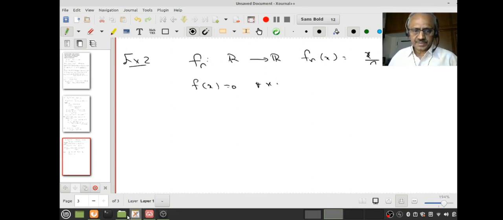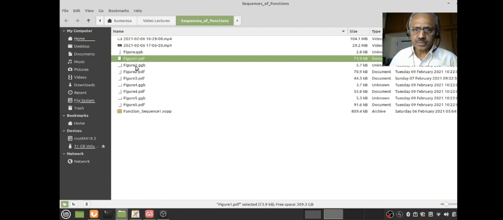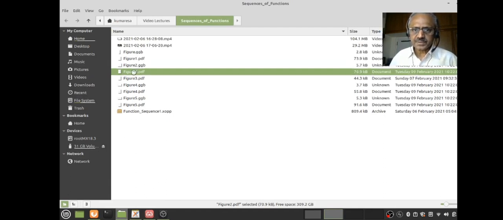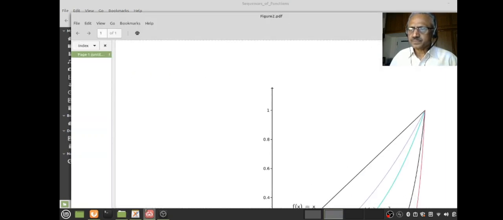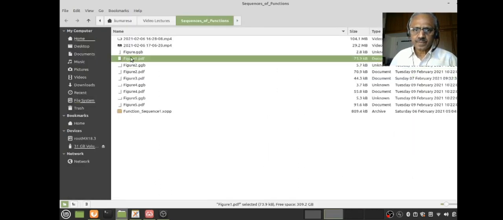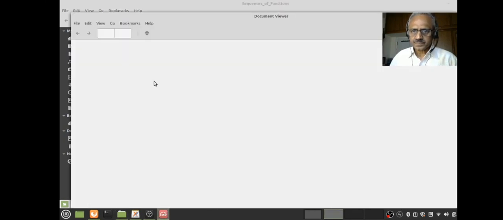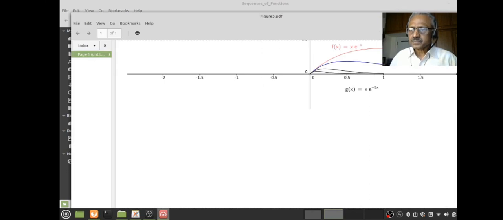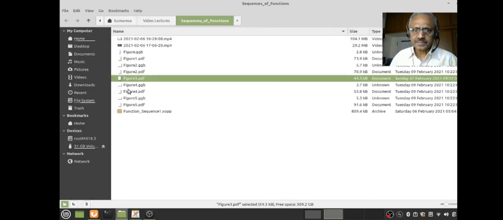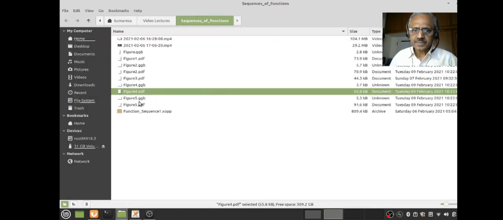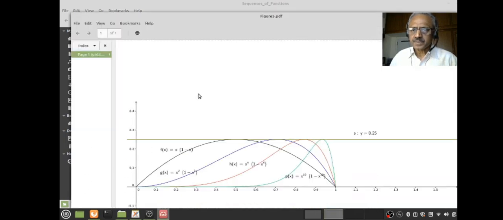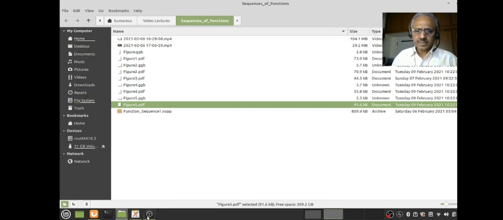Now let's look at a picture. I do not know that I have drawn a picture. Let me see whether I have drawn a picture. No. See, when I want something, I don't get it quickly. Okay, it's all right. Let me go back.